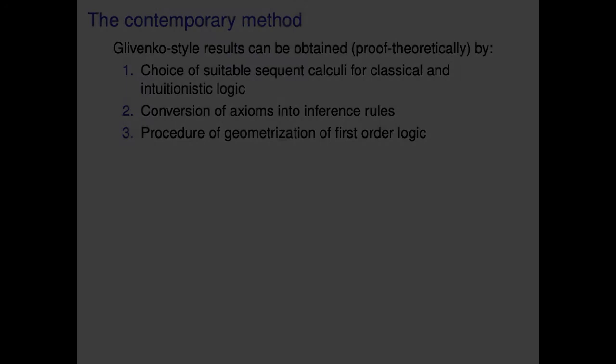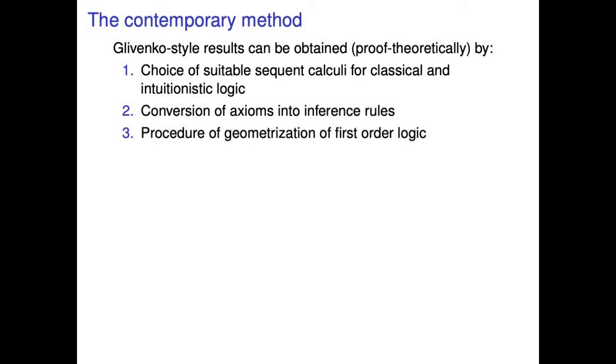The contemporary method, which I'm going to talk about here, is based on proof theory. I will outline it in three main strands. First, I'll show you how, by choosing suitable sequent calculi for classical and intuitionistic logic, you can obtain results about Glivenko classes quite easily. Then I will talk about the conversion of axioms into inference rules that I already talked a little bit about yesterday. And then finally, the procedure of geometrization of first-order logic, very briefly.